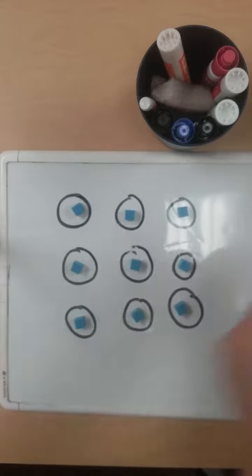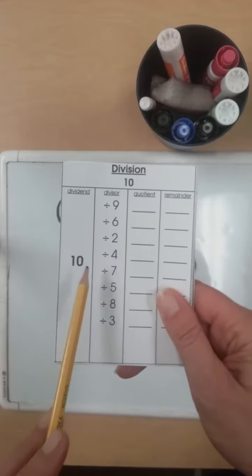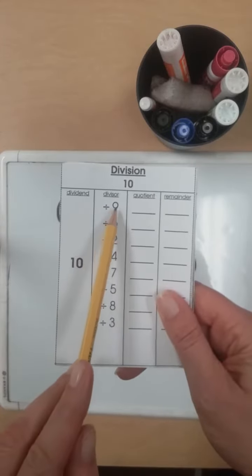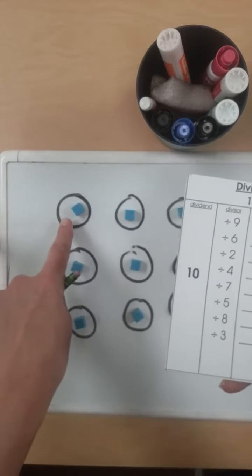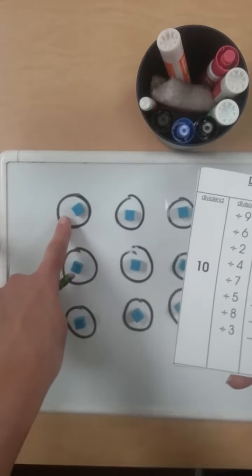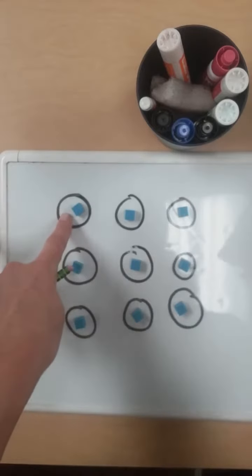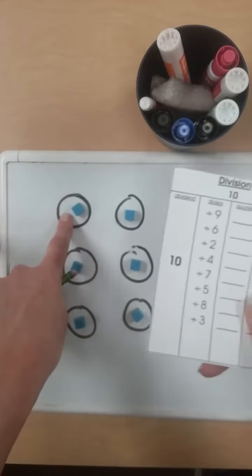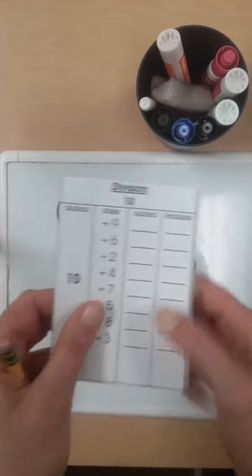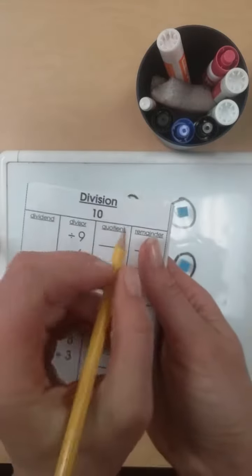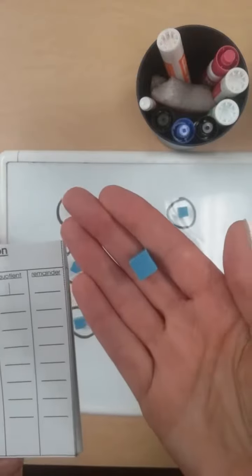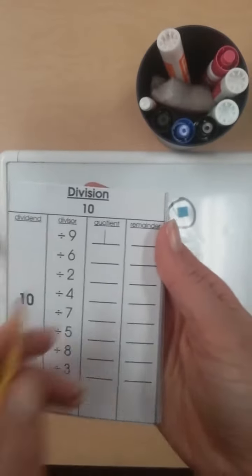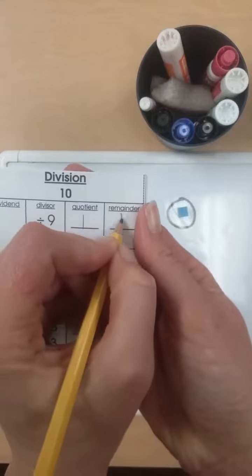So the answer to this problem, 10 divided by 9 equals, how much is in one of these circles? I would tell students just to put your finger on the first circle. They're all the same, but that helps remember sometimes. And there's one block in there, so the quotient would be 1. And there's 1 left over or remaining, so it's remainder 1.